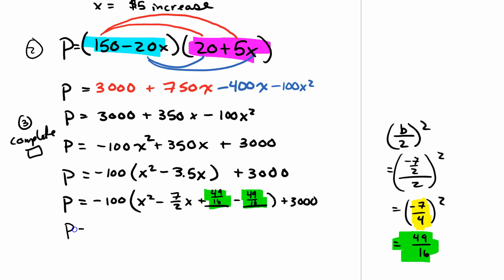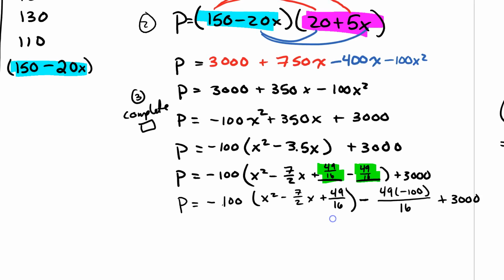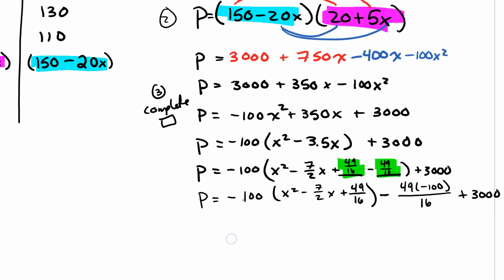So then my next step is going to be negative 100. Now I'm going to take this slow. (x² - 7/2 x + 49/16), then I'm going to say minus 49 times negative 100 all over 16, plus 3,000. Okay, we're dealing with a few fractions here, but I think we can do it.